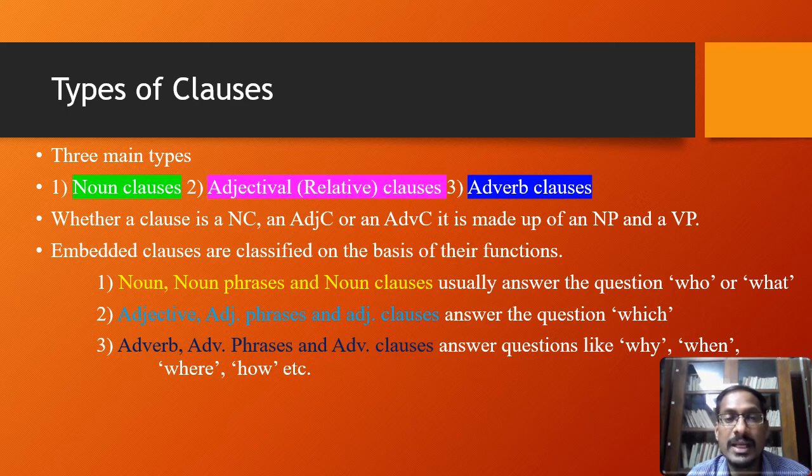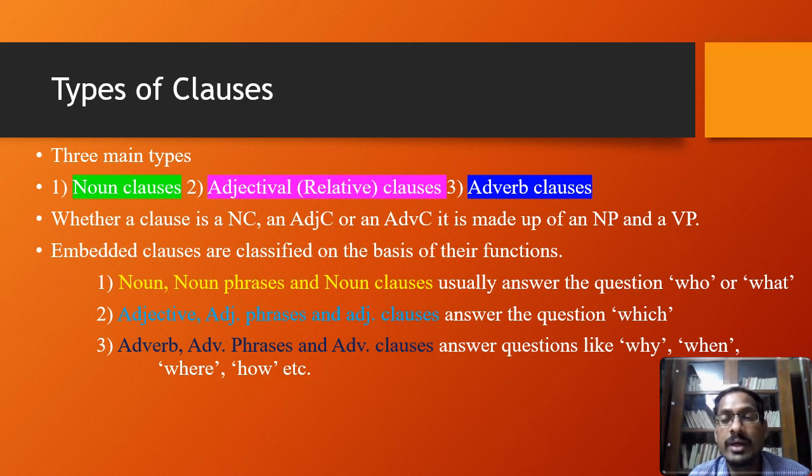So clauses are classified on the basis of their functions. Which function do they perform? They are classified according to it. Suppose a clause that functions like a noun or noun phrase is a noun clause. And if a clause functions like an adjective or adjective phrase, it is called an adjective clause. And if it functions like an adverb or adverb phrase, it is called an adverb clause. So when we say that it functions as something, we mean it can come instead of them, or in the slot where they usually come.